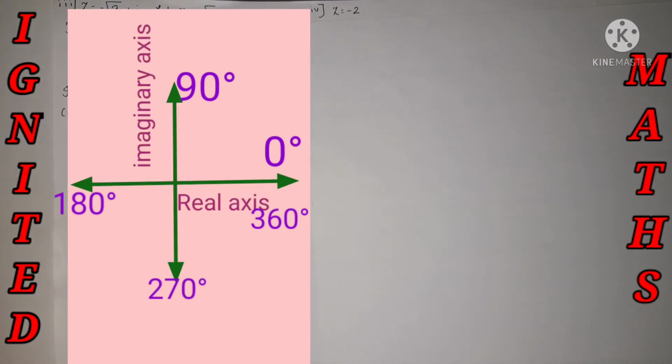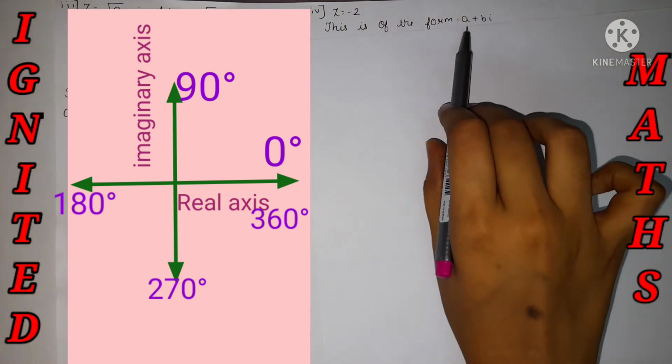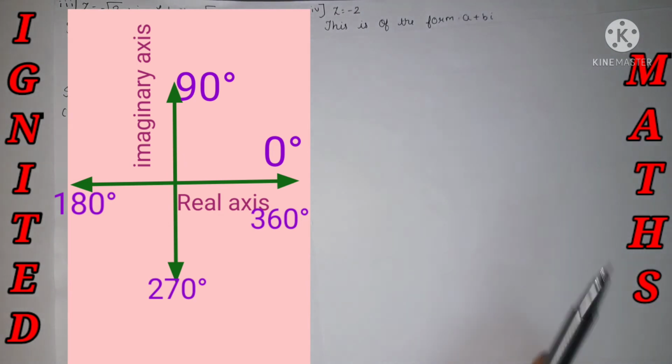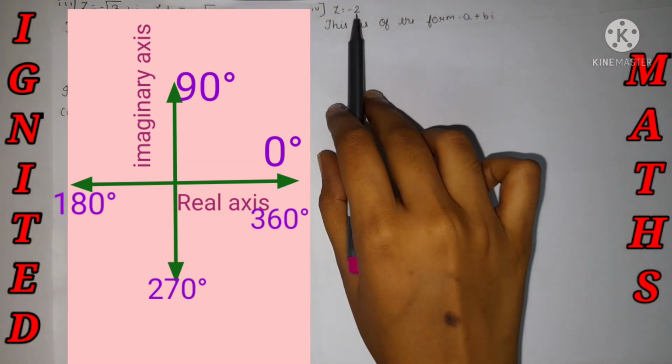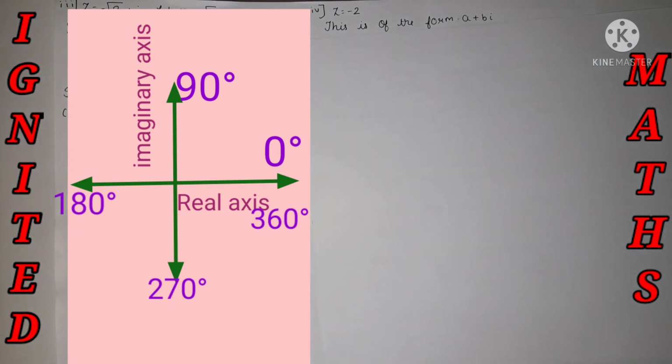Next question, as I mentioned, we do different types of sums. So z is equal to minus 2. It's lying on the real axis. There is no imaginary part present in this question. If you compare it in the form of a plus bi, then a is equal to minus 2 and b is equal to 0. So if a is equal to minus 2 and b is equal to 0, then it has the real part, not the imaginary part.